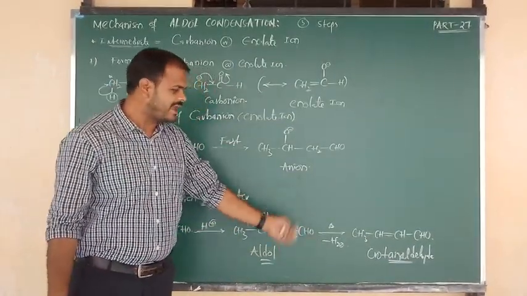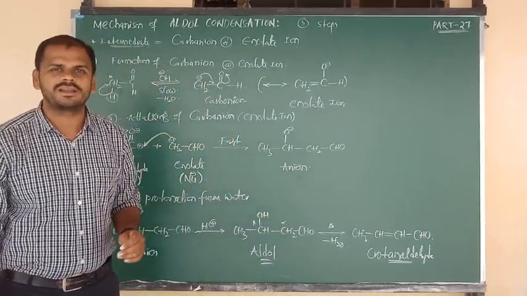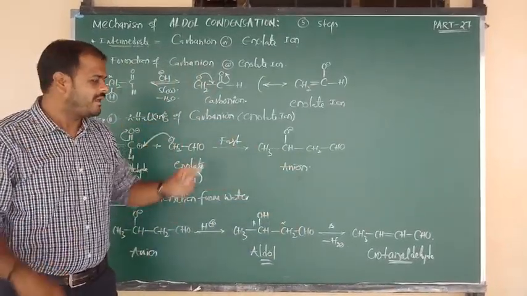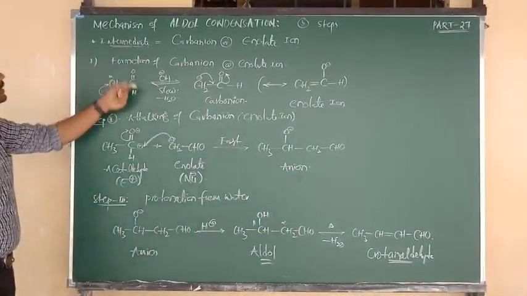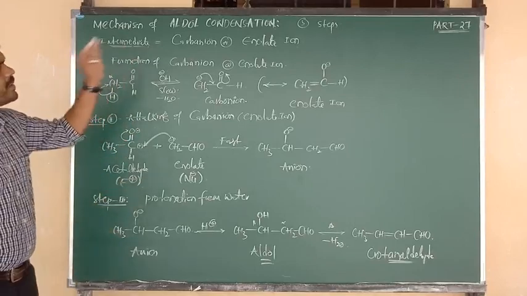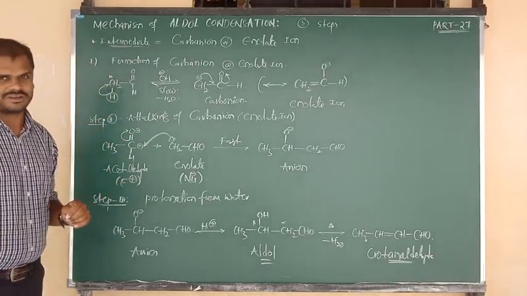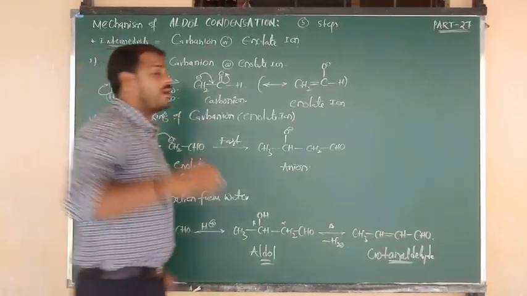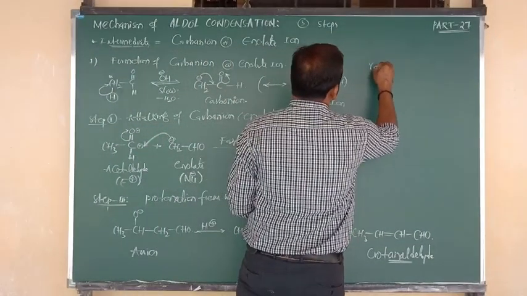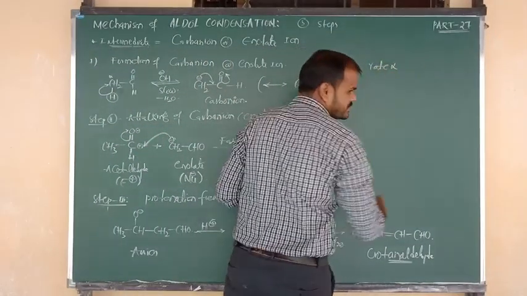Upon heating, with dehydration, the product that is going to be formed is nothing but crotonaldehyde. That is the final product from 2 moles of acetaldehyde in the mechanism of aldol condensation. So one more question, it is repeated in objective exams. In aldol condensation, rate depends upon what?